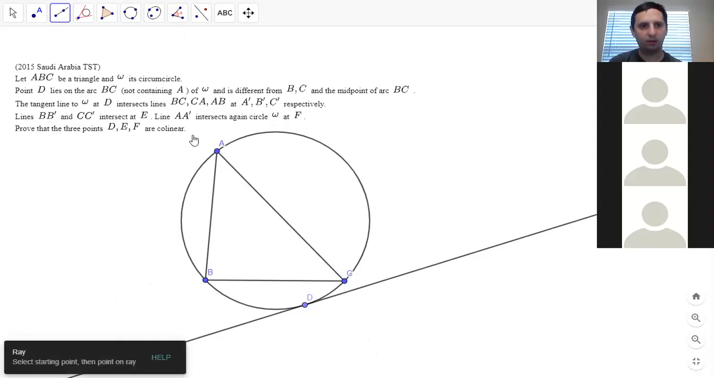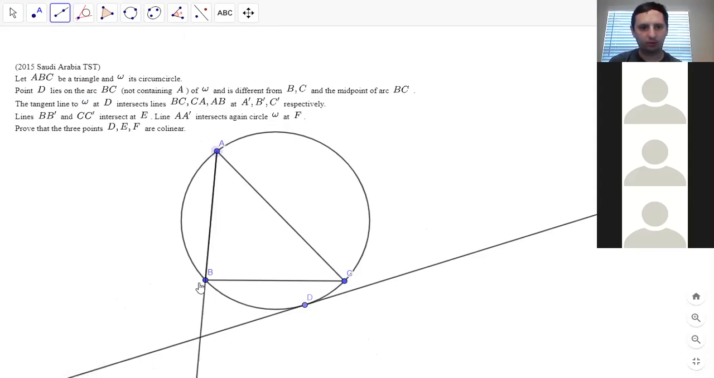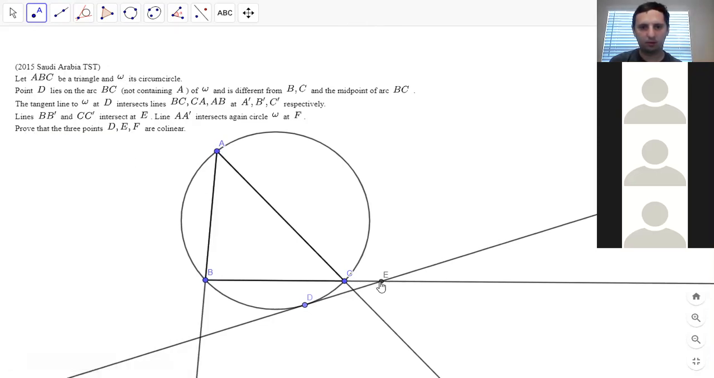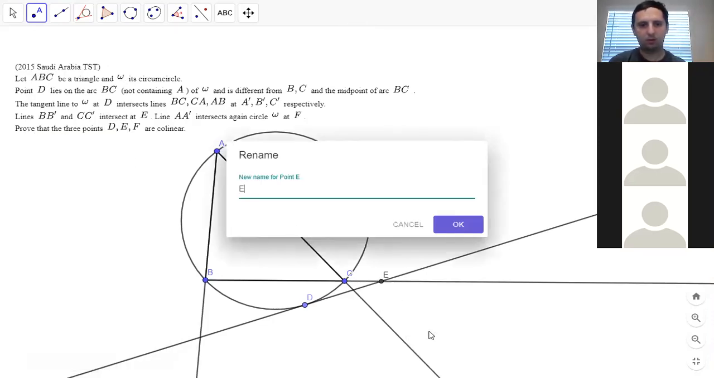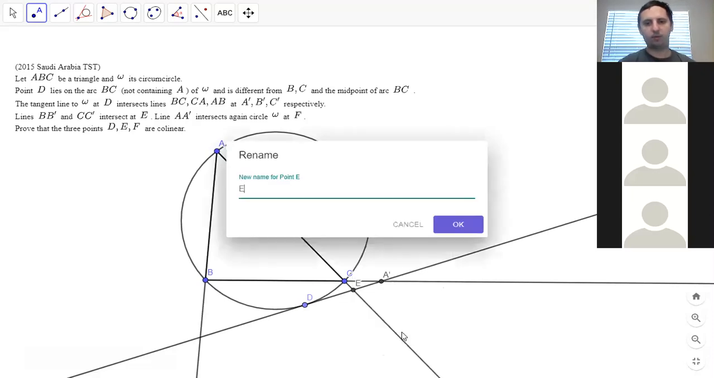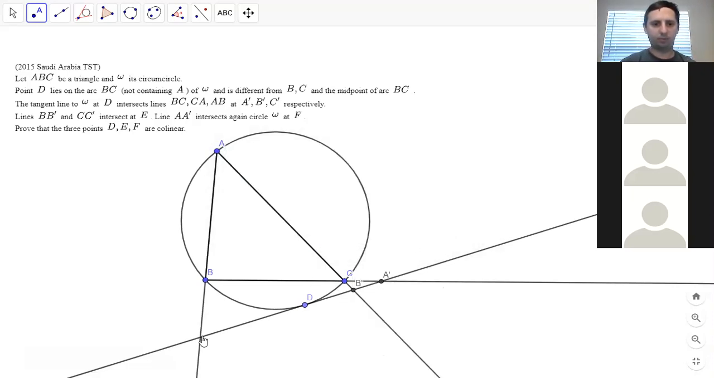Okay. So let's see where it intersects the three sides. We call it A prime, B prime, and this is C prime.